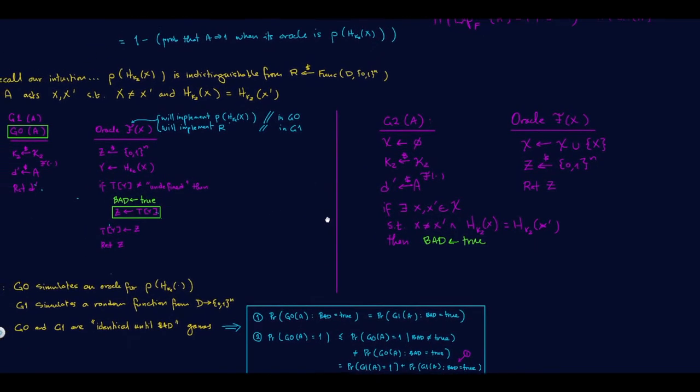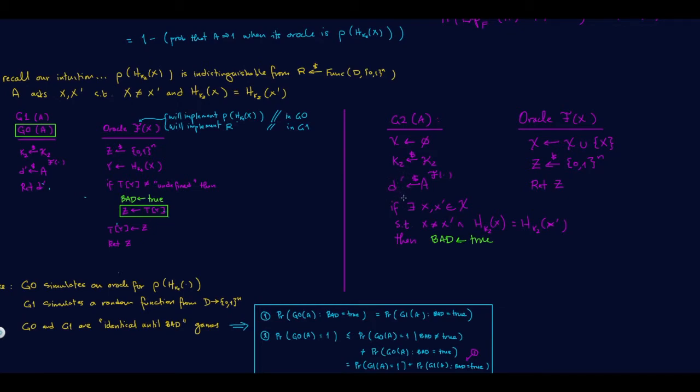So A outputs its guess D prime, who cares, we ignore it, and now we check. If among the values that were asked to this oracle, there's an X and an X prime, such that they're different, and they hash to the same value, then we set bad to be equal to true. And by the argument we just made, the probability that this happens is exactly the probability that this happens over here. Because again, the oracle's responses are always uniformly random no matter what this is. So we could check for this after A runs, and it wouldn't change the behavior of the oracle.